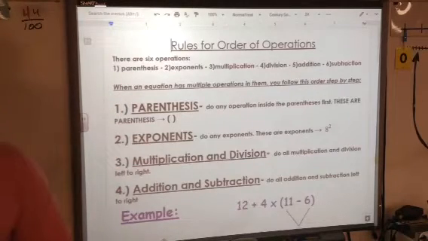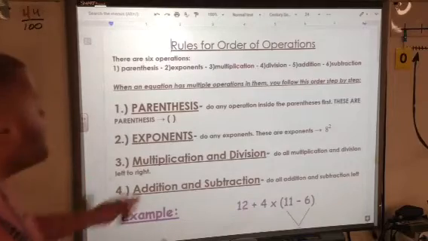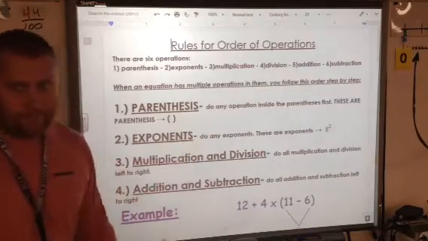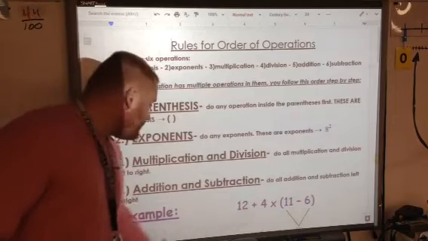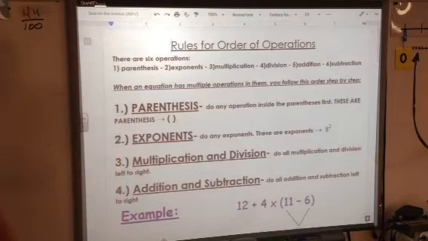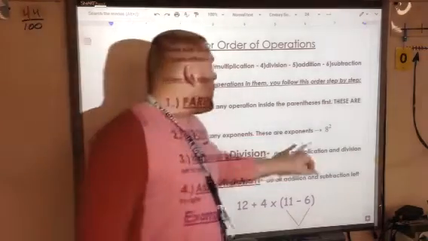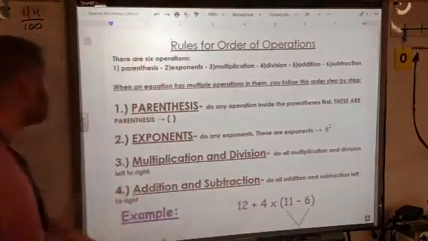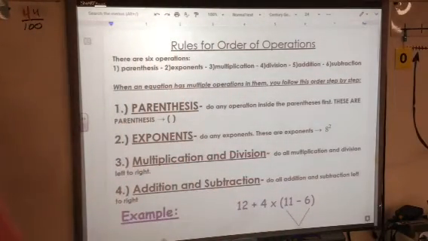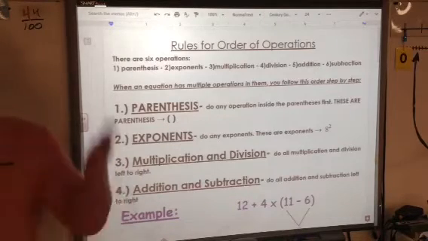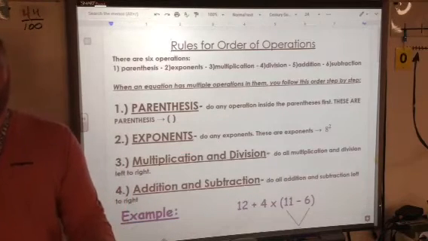Okay? All right, third is multiplication and division. All right? Now let's say we don't have parentheses, we don't have exponents. Then the next thing we do would be multiplication and division. So you do all multiplication and division first, but if you have multiplication and division in the same problem, we have to do it left to right.